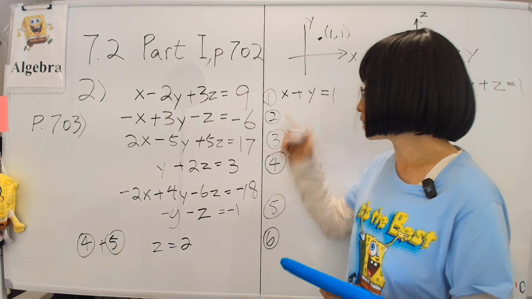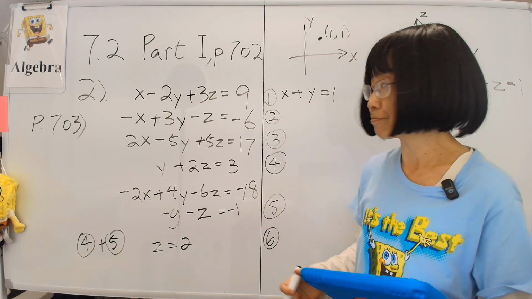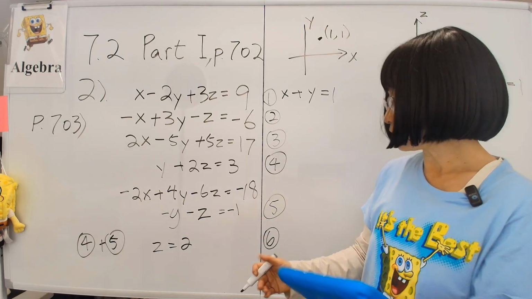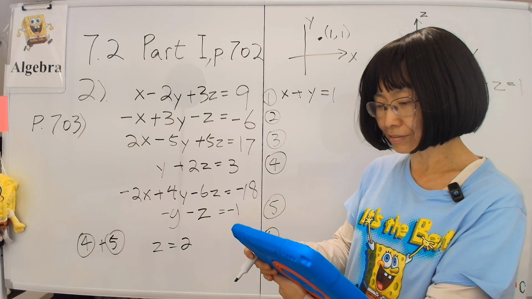The reason for naming all these equations with numbers is so that it gets a little less confusing. Then we know what we're talking about. That's sort of the reason. Okay, so that is a big break. With z equal to 2, we can plug it back into something.